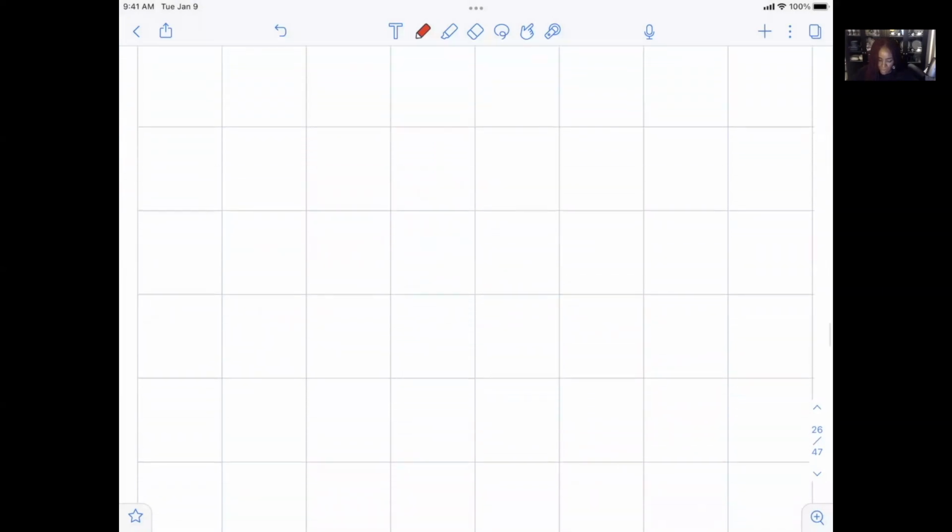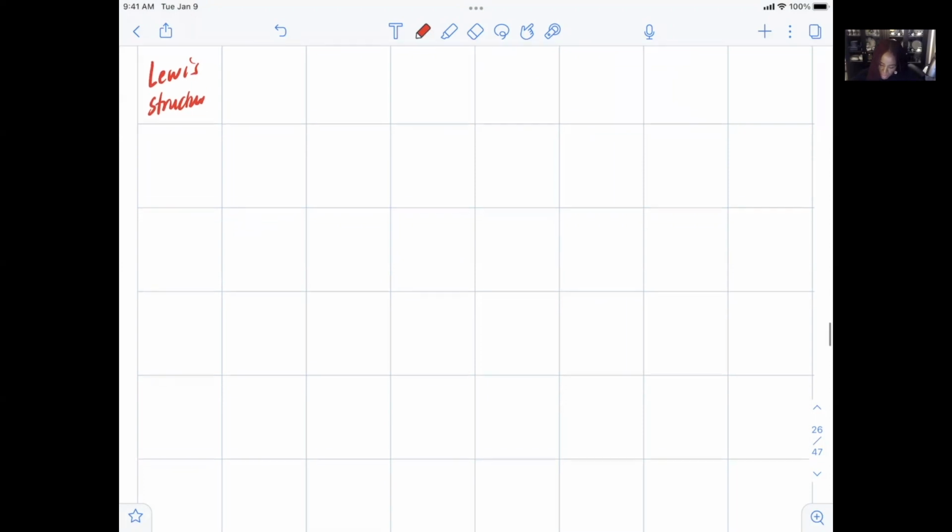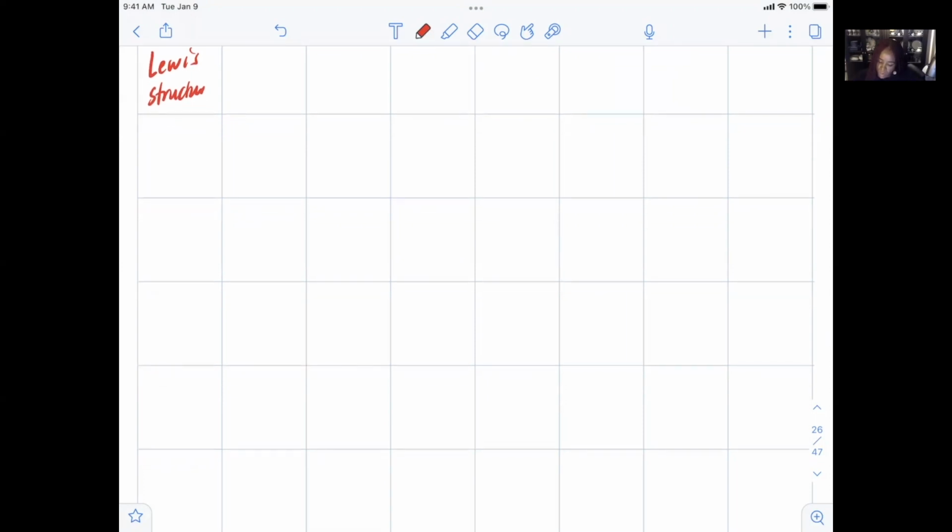Okay. 1, 2, 3, 4, 5, 6, 7, 8. Oh. Okay, let me see if this will work. So here I have Lewis structure. 1, 2, 3, 4, 5, 6, 7, 8, 9. Oh, this is not going to work. I need more columns. So let me see. Can I go back?